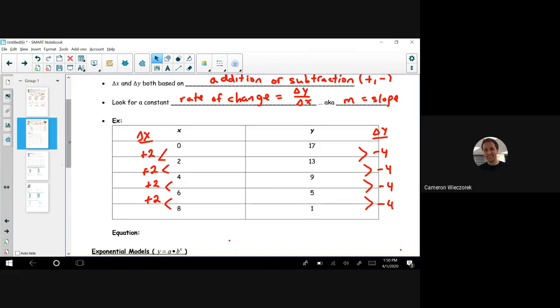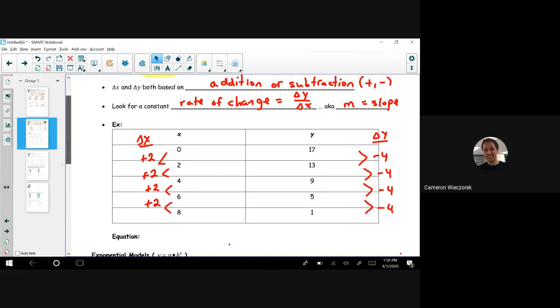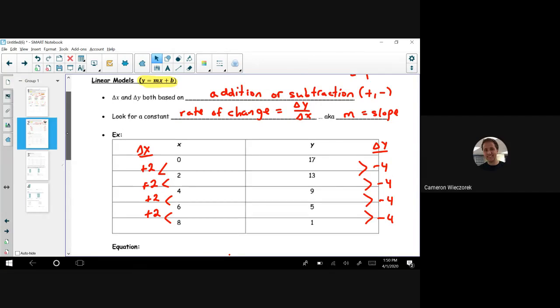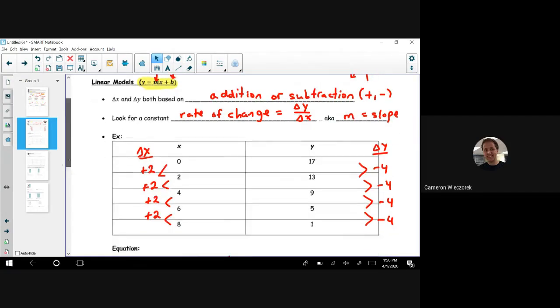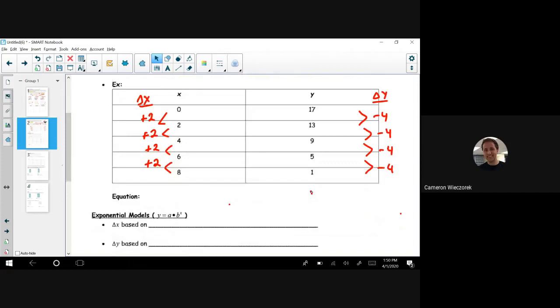So what are the two pieces that I need? Well, if I look at slope-intercept form, I need m and I need b before I can write the equation. To get m, that's my rate of change, my slope. I'm going to take the change in y, negative 4, and divide it by the change in x, which is positive 2. And then I'm going to simplify. Negative 4 divided by 2 would be negative 2.